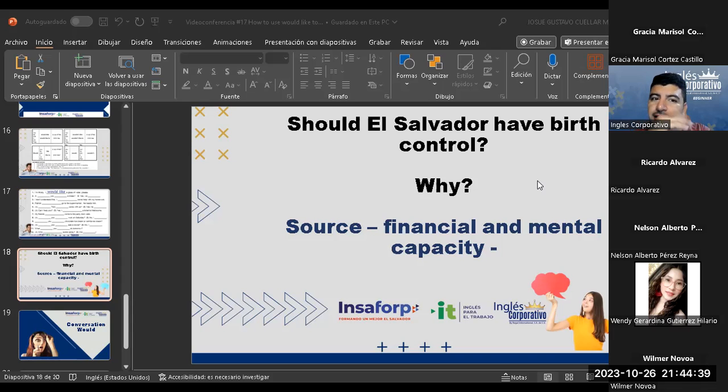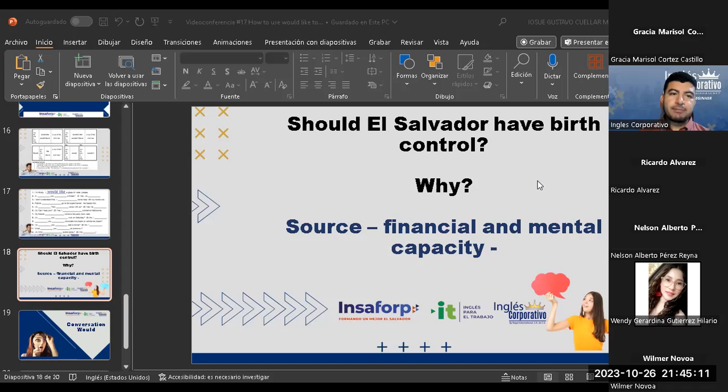Decades ago, décadas hace atrás, ¿verdad? It was very different because there was more space. Había más espacio. I'm not saying that people were living in a palace, but yeah, there was more space. Now we have a lot of streets, a lot of traffic, and imagine in the urban areas, áreas urbanas, people live in very small spaces, right? And it is complicated when they have a lot of kids.